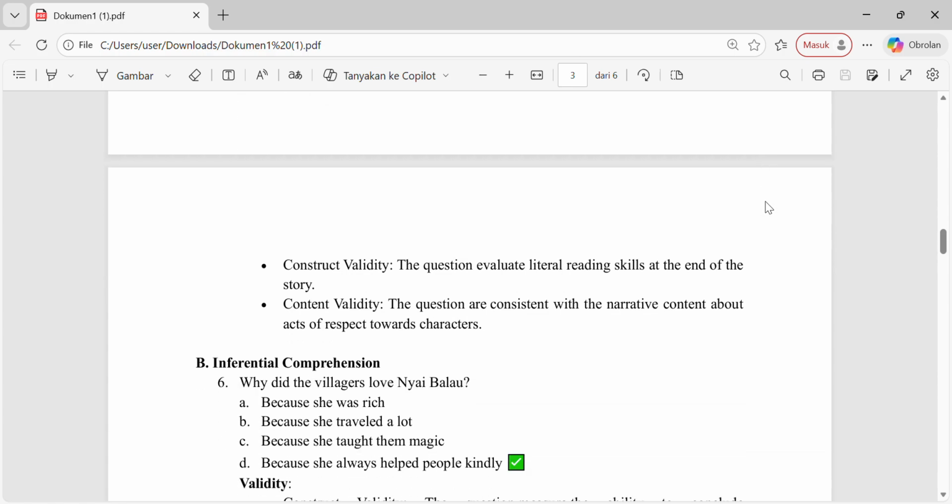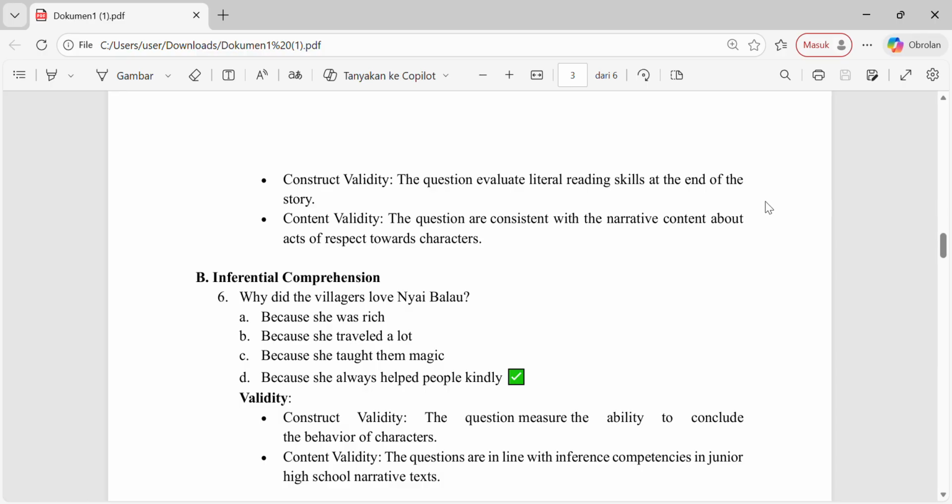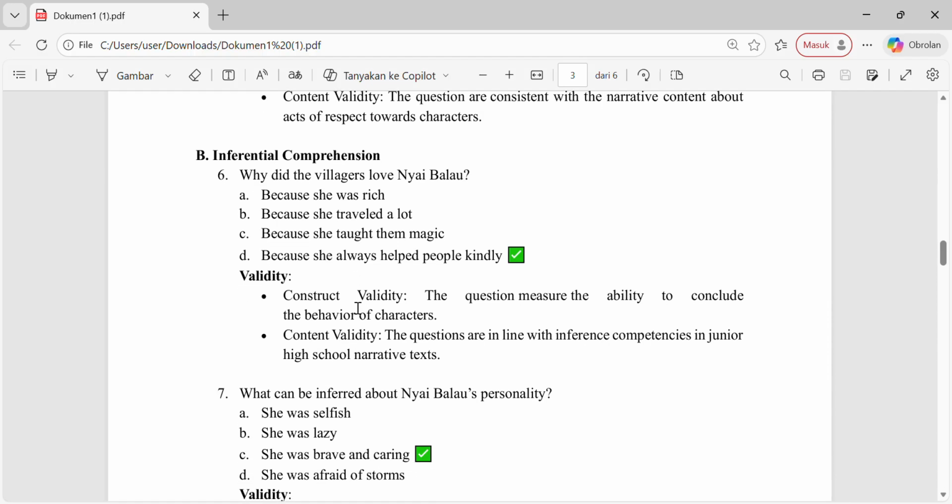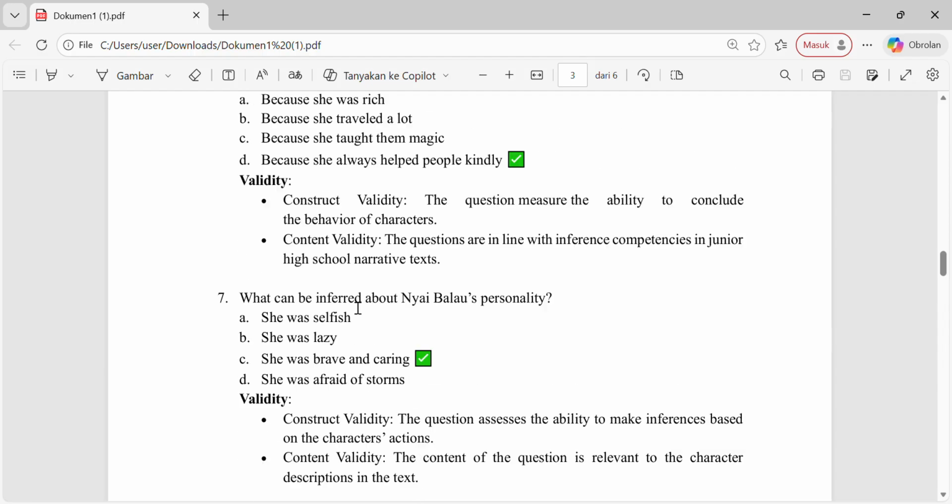Okay, the next questions are about inferential comprehension, where the answer is not in the text. For number 6, the answer is D. In this question, students infer Nyai Balong's behavior based on her actions, because the answer is not stated explicitly in the text. For construct validity, the question measures the ability to conclude the behavior of the characters. For content validity, the questions are in line with inference competencies in junior high school narrative text.